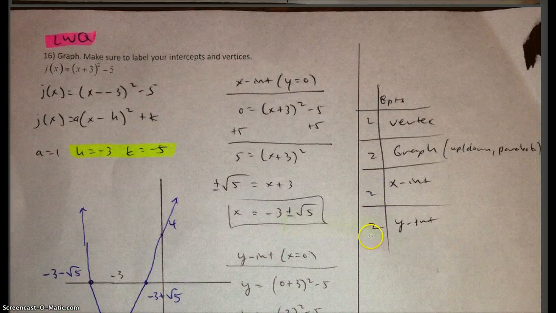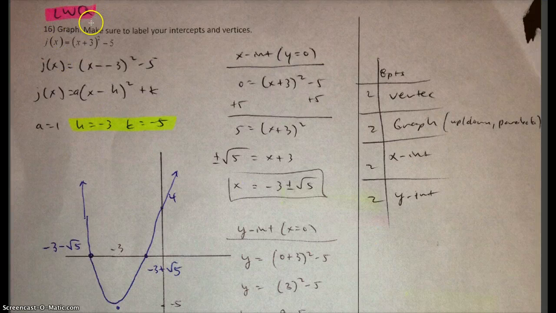Question number 16 from last week's quiz: graph, make sure you label intercepts and vertices. I give you a quadratic equation in vertex form. So again, you see the plus sign. I want a minus in the equation because that's what it gives me. So I change it to x minus negative 3. Therefore, h is negative 3, and then k value is negative 5. A value, there is no sign or number there. Therefore, I know that a is equal to 1, which should tell me that the graph opens up.